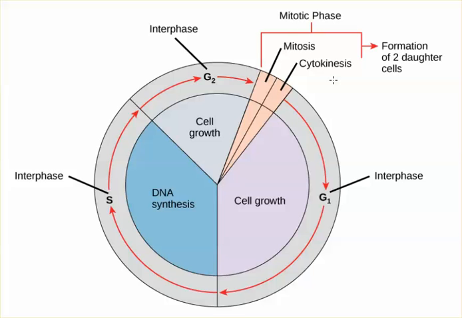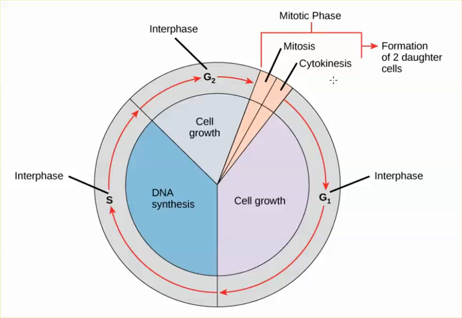This process in humans occurs roughly every 24 hours, but you think about during embryonic development, this cycle is occurring at an amazing rate, because you're going from one fertilized egg to trillions of cells in the period of 9 months. I mean, it's absolutely amazing how this process will occur.